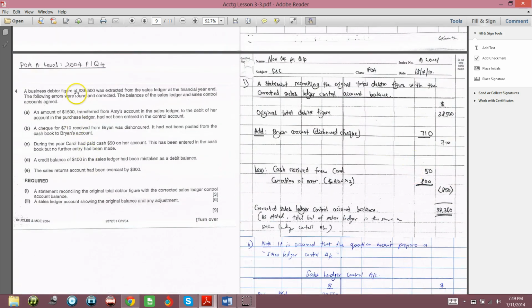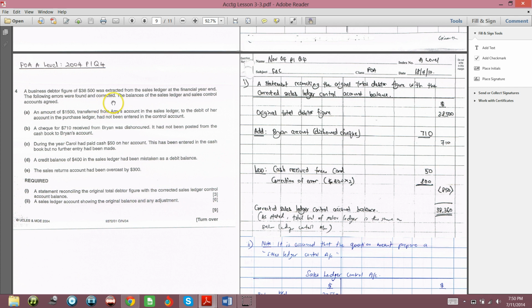This is A level 2004 paper 1 question 4. You see, sometimes the question may not be very well written. There could be some missing sentence inside the question. So in that case you can put a note or an assumption note to clarify. Okay, so here it says a business debtor figure of 38,500 was extracted from the sales ledger, from the individual sales ledger at the financial year end.